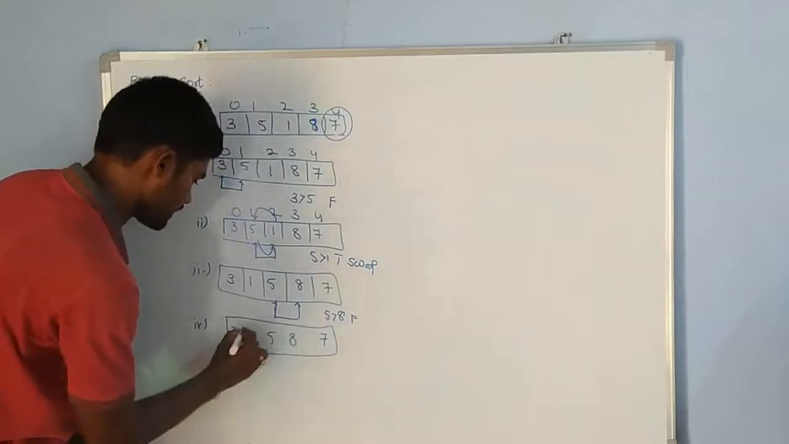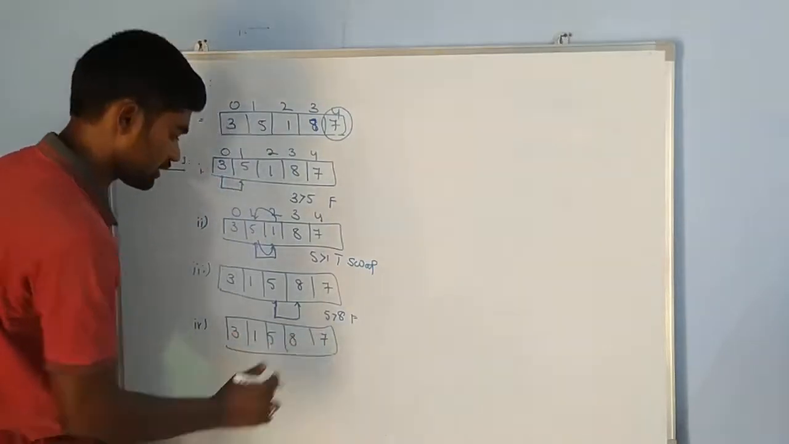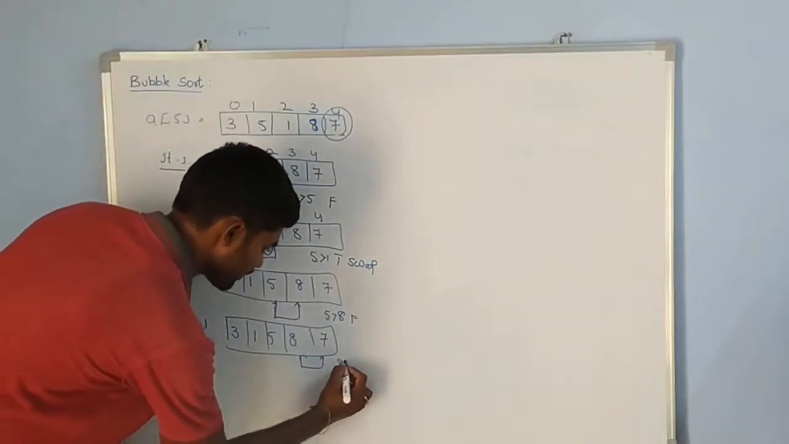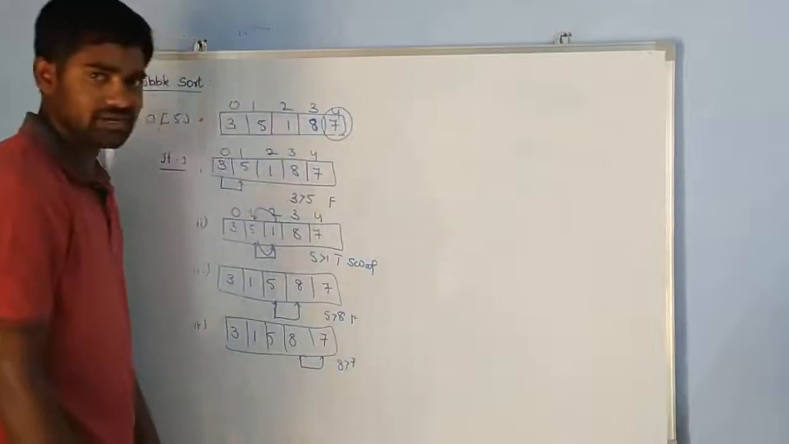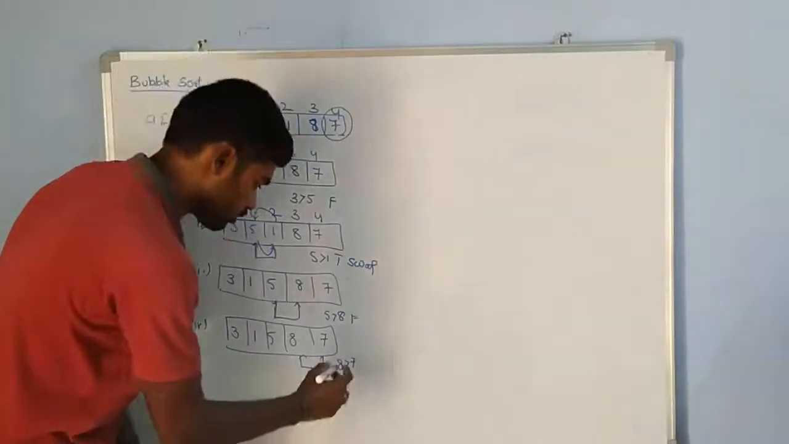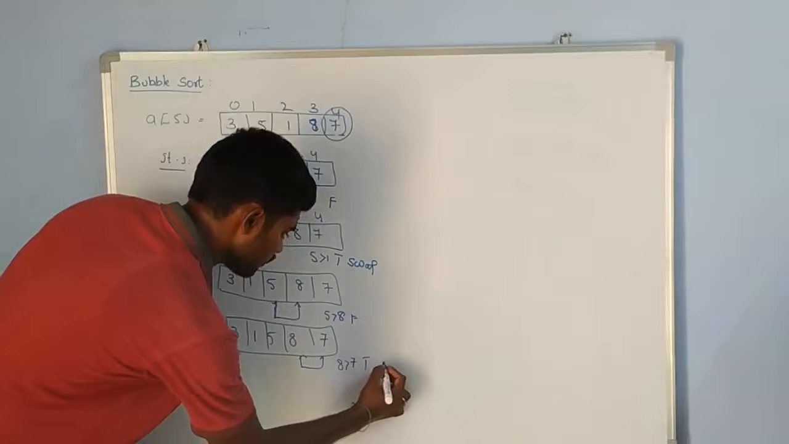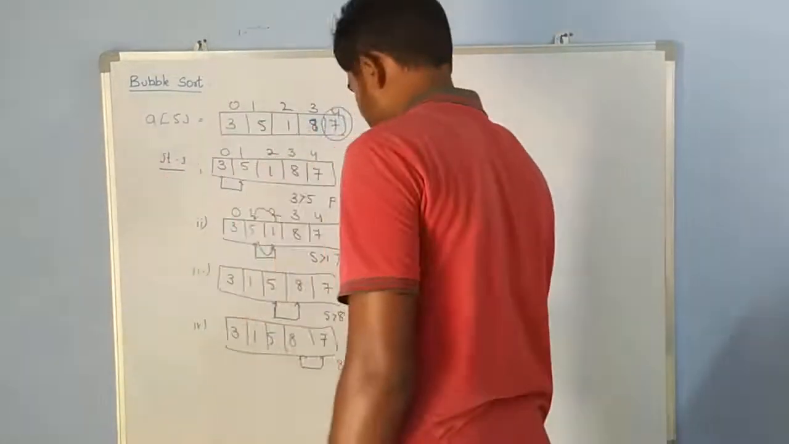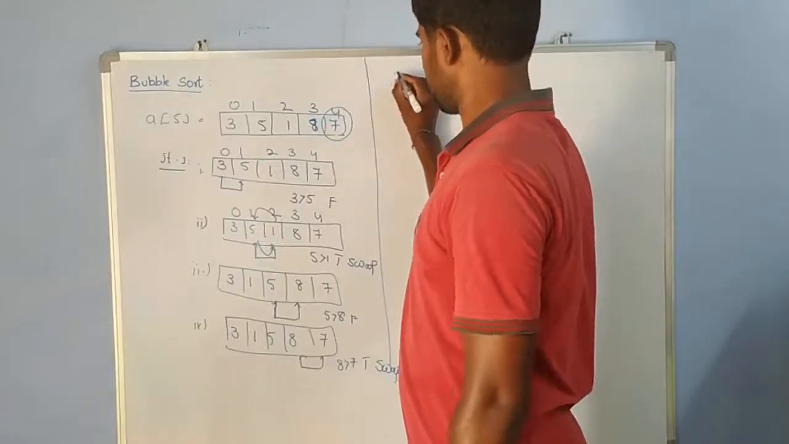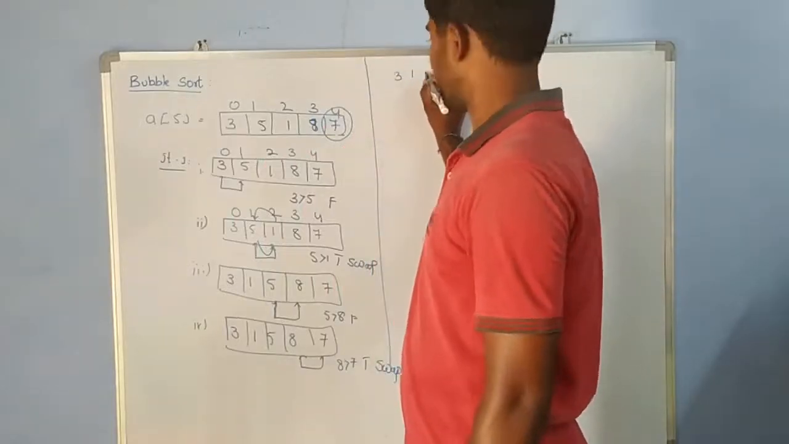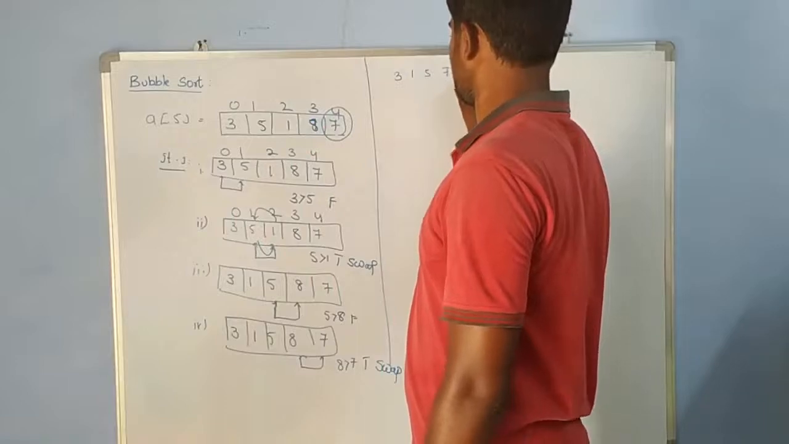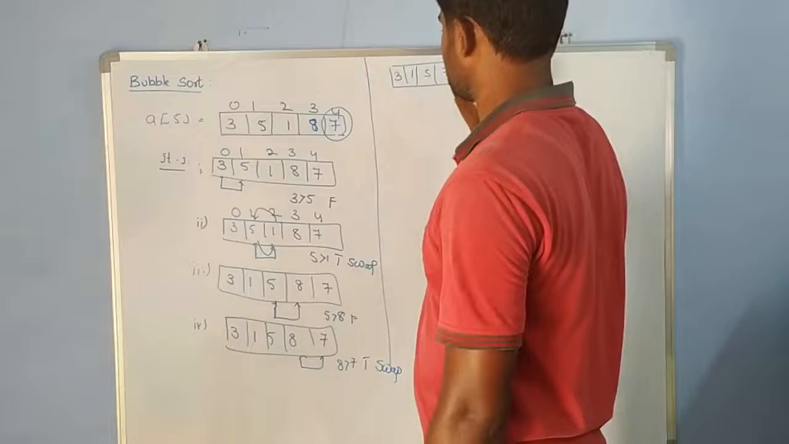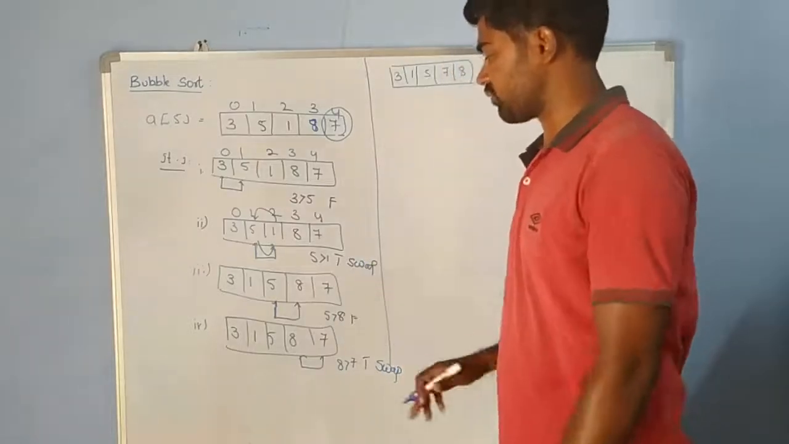Now what is the selected element here? The selected element is 8 and the comparison element is 7. Is 8 greater than 7? The condition is true. When the condition is true, we need to perform the swapping. So after swapping, the values are 3, 1, 5, 7, 8. These are the values we have in step number 4.